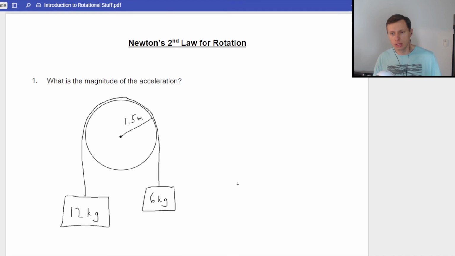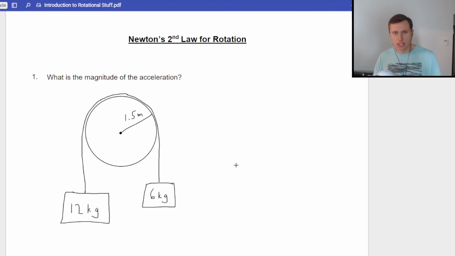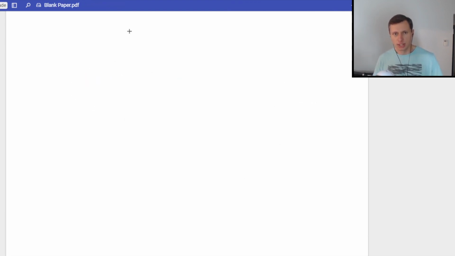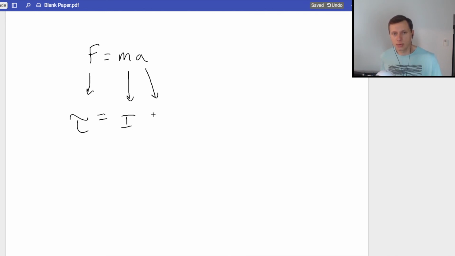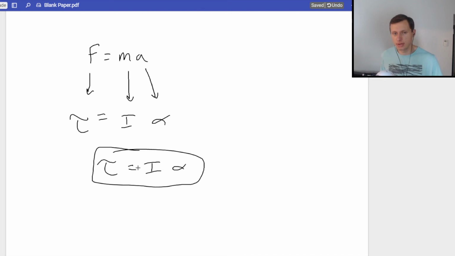Newton's second law of rotation. So first, let's talk about Newton's second law. Newton's second law said this, F equals ma, right? Well, we're going to have a torque equivalent of this equation. The equivalent for force is torque. The equivalent for mass is actually I, moment of inertia. And the equivalent for acceleration is alpha. Okay, so we have this new equation right here. Torque equals I times alpha. This is going to be very important. And it's exactly the same thing as when we had F equals ma.